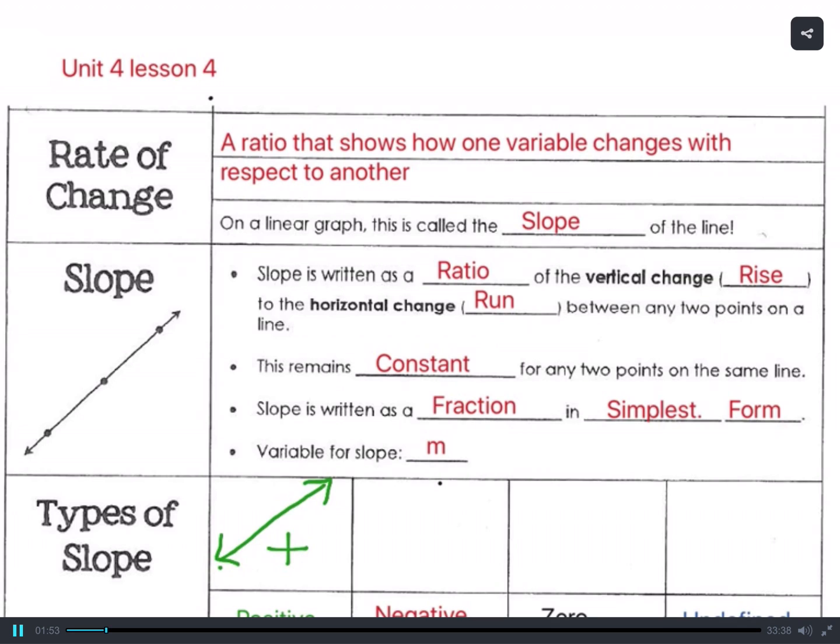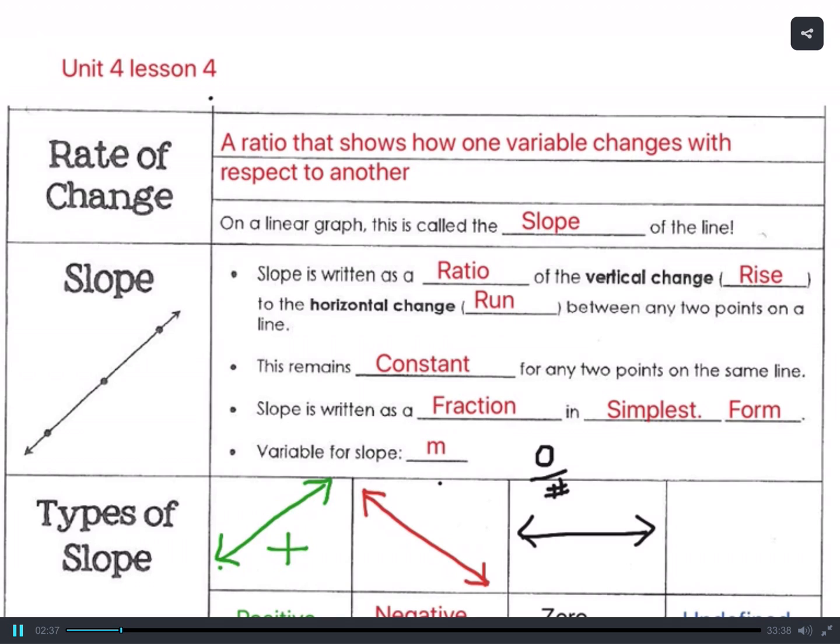Negative is going to be the exact opposite. From left to right, it should be going down. My 0 slope, it doesn't rise any, it goes straight across. This is a horizontal line, and if you saw the ratio of this, it would look like 0 divided by some number. Okay, 0 divided by anything is still going to be 0.